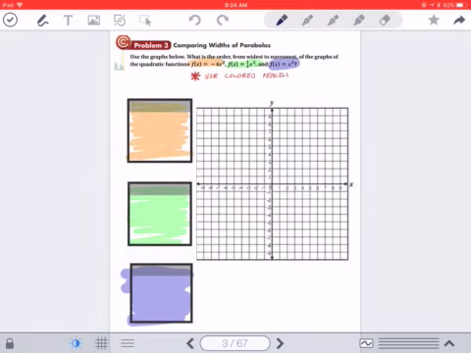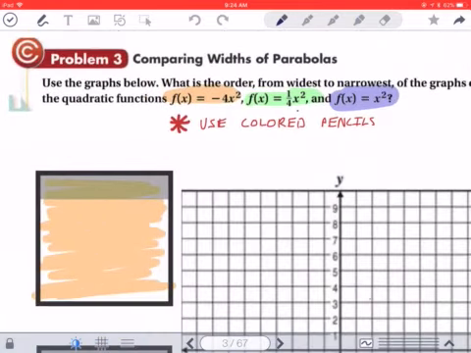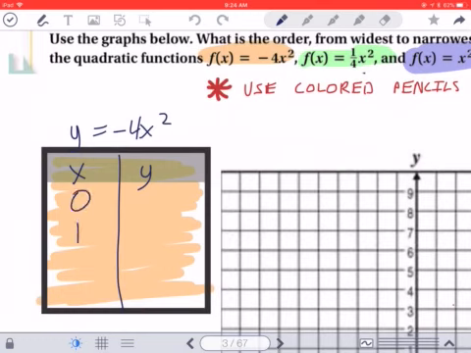Okay, in order to graph these, we've got to have some points to graph. So we can just make a table here. This is y equals negative 4x squared. I'll make x and y right there. I'll just pick 0, 1, and 2. We don't need that many points because we can reflect them and get some other points.